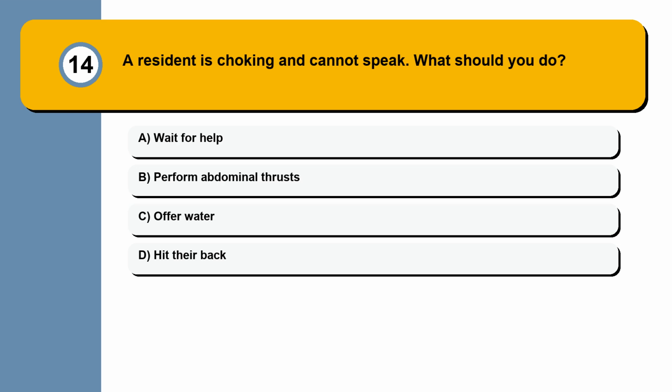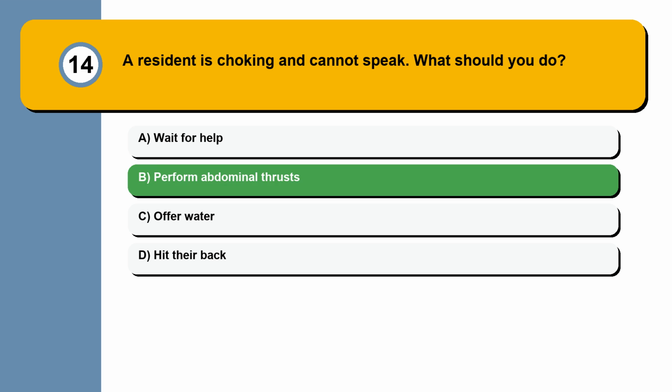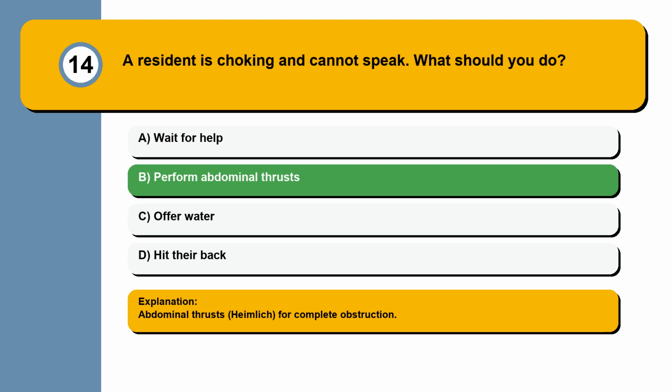Question 14. A resident is choking and cannot speak. What should you do? Wait for help. Perform abdominal thrusts. Offer water. Hit their back. Abdominal thrusts, Heimlich, for complete obstruction.